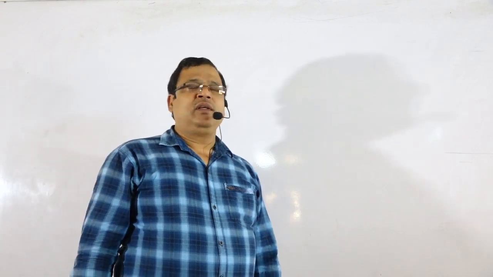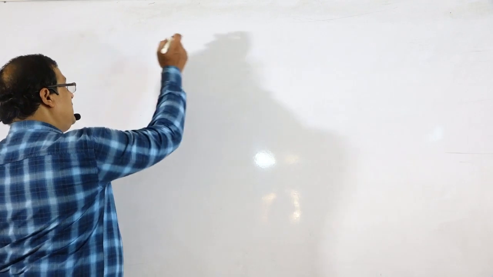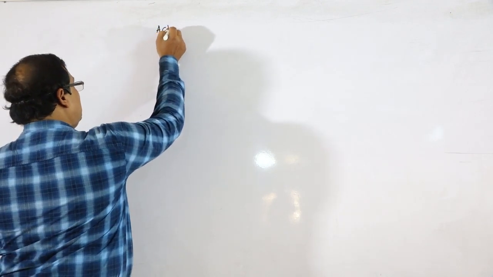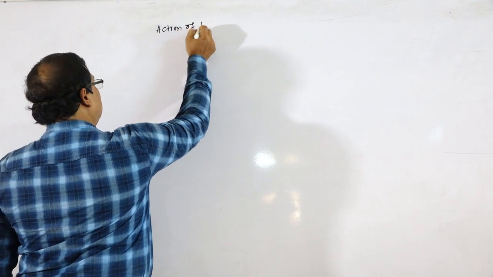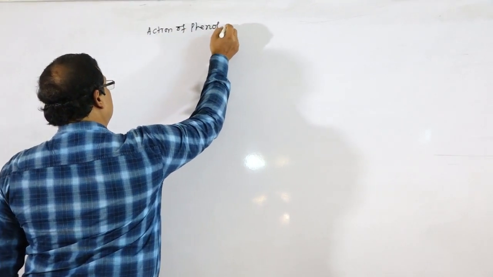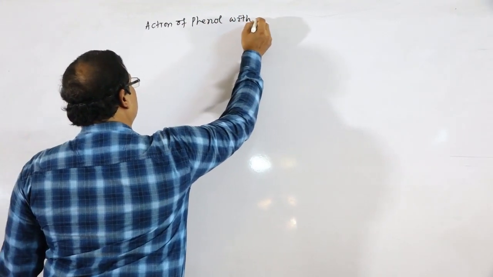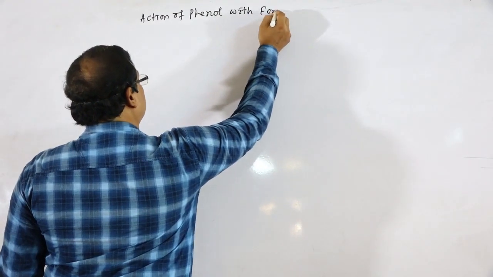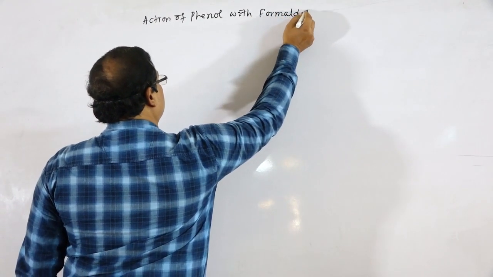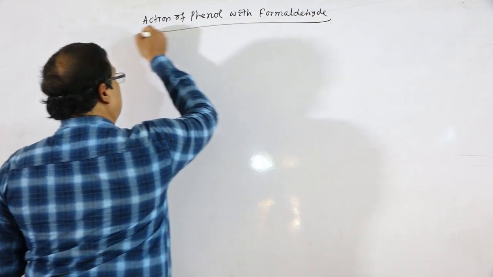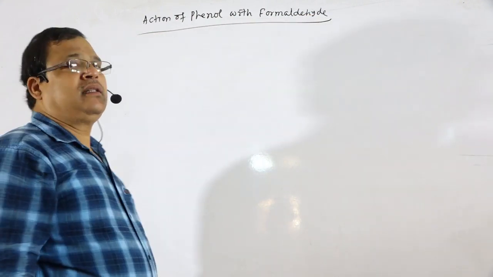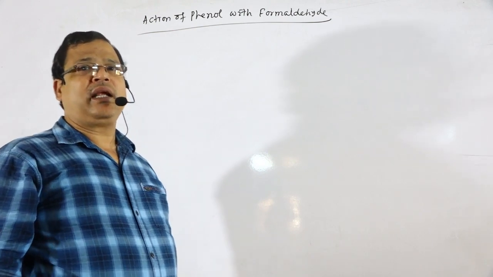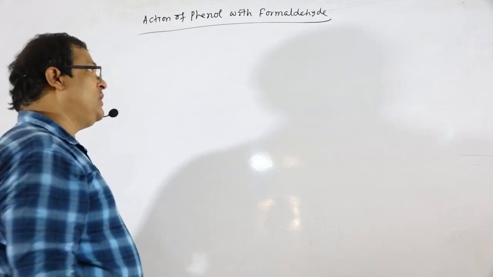So dear students, today we'll start the rest of the properties of phenol. The first reaction we'll see is the action of phenol with formaldehyde, that is the formation of phenol formaldehyde resin. How that is produced, we'll discuss.